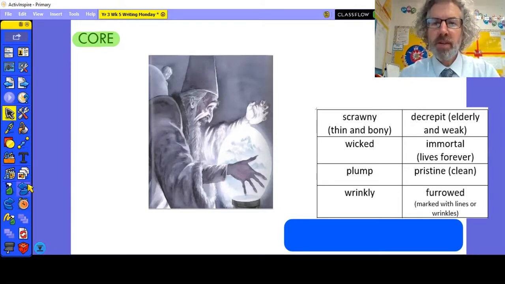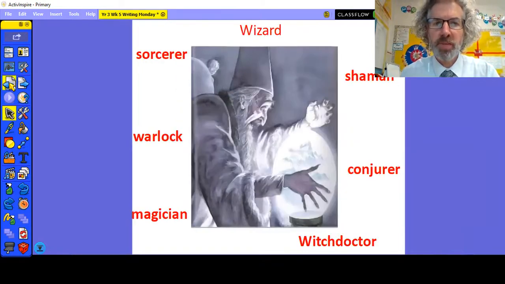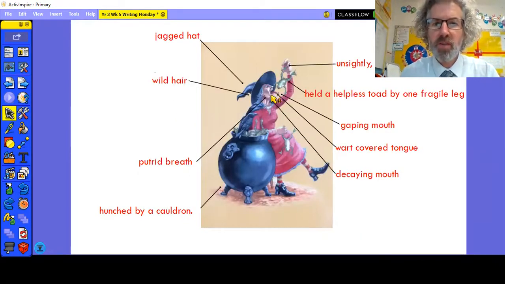Now, the words in the word bank are just a start. What I'd like you to do is take these words in the word bank and use them to help you make your labels. If you remember from the witch, it wasn't just single words, it was phrases to describe those things, often a noun phrase.